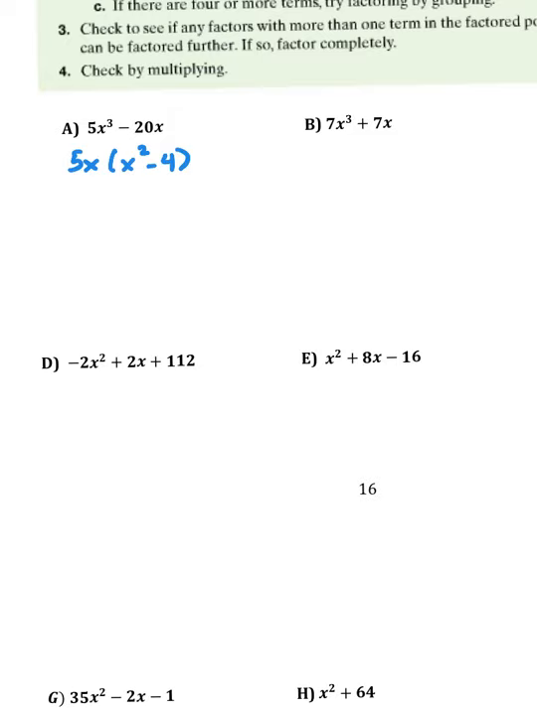In the parentheses, you have a difference of perfect squares. And so we'll continue with the next line, bring down that GCF, and the difference of perfect squares would leave us with x plus 2, x minus 2. And that is our final answer.